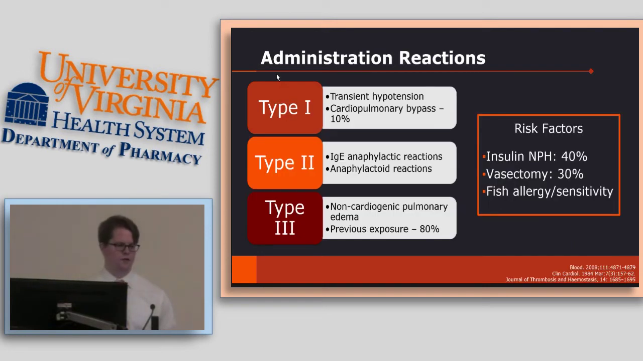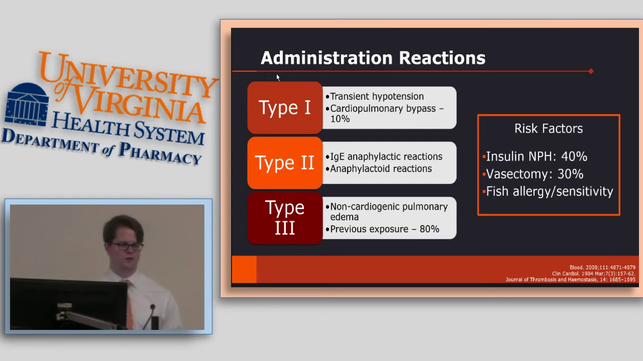So with protamine, there are 3 main types of administration reactions that we typically see. The first one, type 1, is a transient hypotension. And this occurred in about 10% of our cardiopulmonary bypass patients, with about 2% of patients having a precipitous drop in blood pressure.